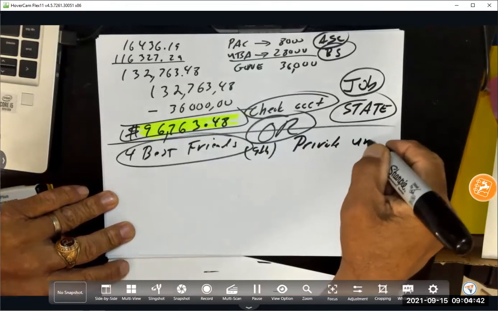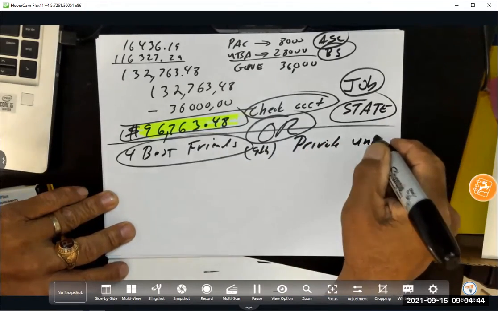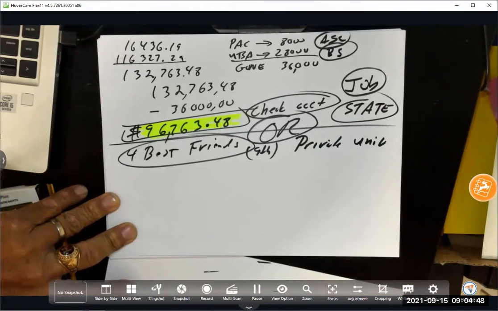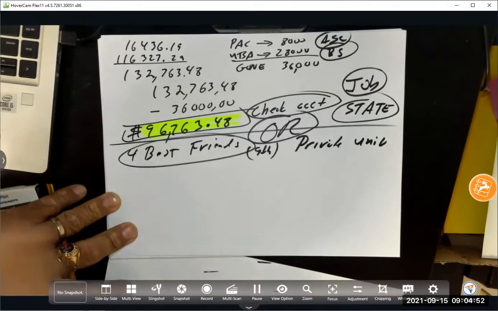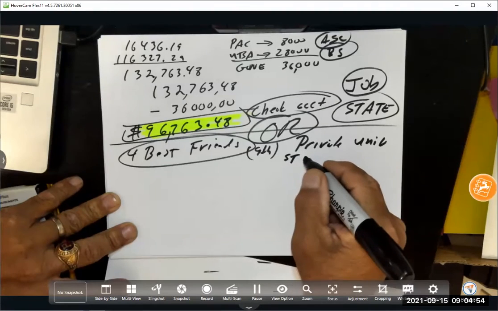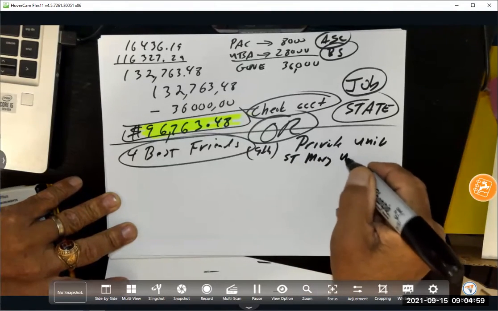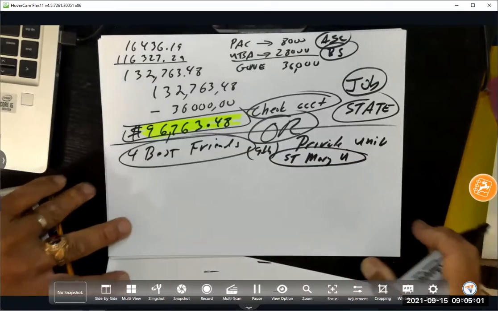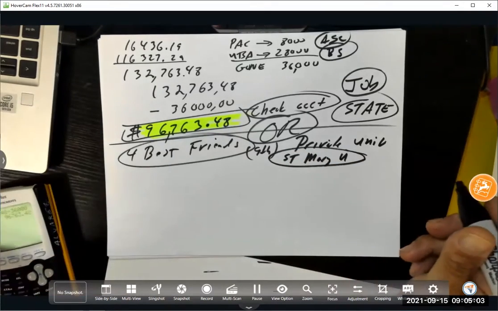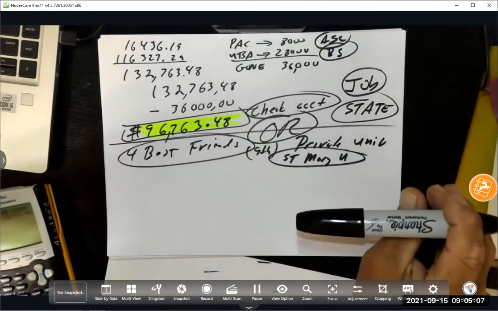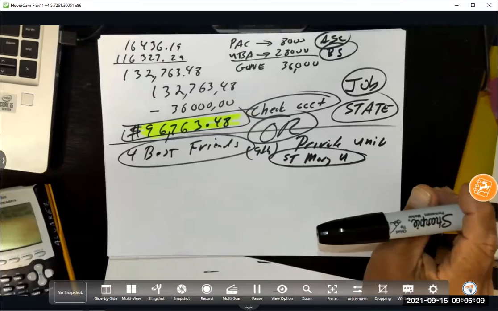private university. Okay, now I'm going to ask you a question. Is it more expensive at a private university? Yes. Like a lot more. Okay, let's see. I'll just pick one. St. Mary's University, that's a private school. Okay. So no, the state doesn't tell them what to do. They put the prices, whatever prices they want to do, that's what they do.